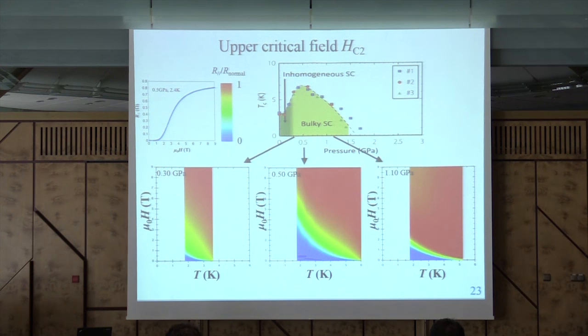So we plotted the resistivity values relative to the normal state values by color. Blue means vanishing resistivity. Red means the normal state. So in these regions, like this, vanishing resistivity, normal. So there is a very large range of vortex liquid states. But it shrinks, and in this overpressure region, it's very sharp.